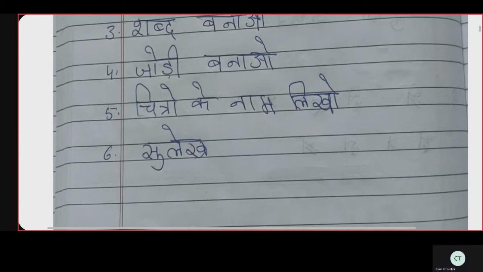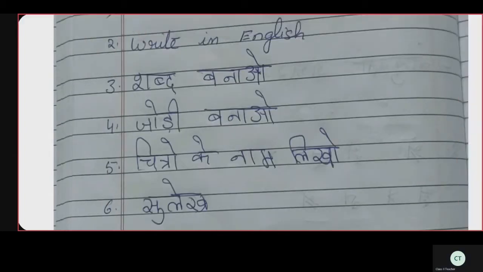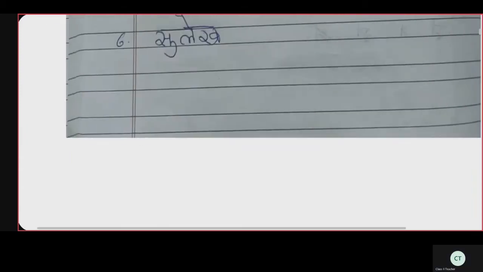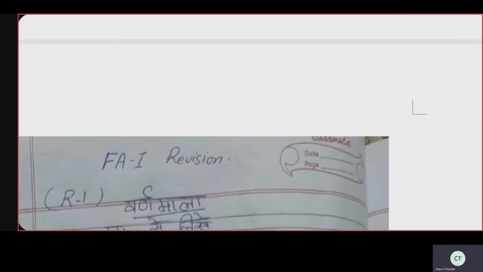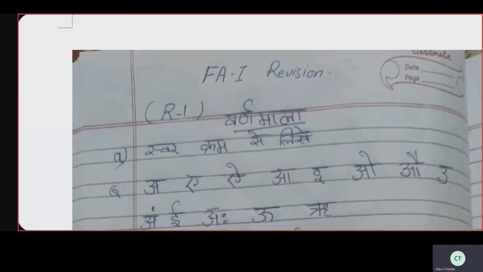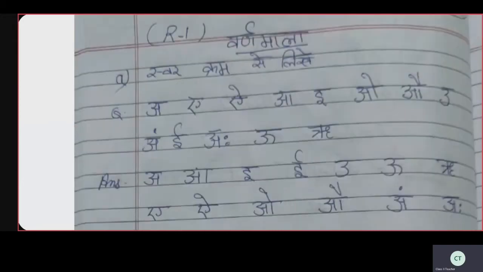Now we'll do the revision. Revision number one. Varnamala. First question in Varnamala and this revision number one. Swar kram se likhiye. It is given here and there. You have to write in correct order. What is given in the question?